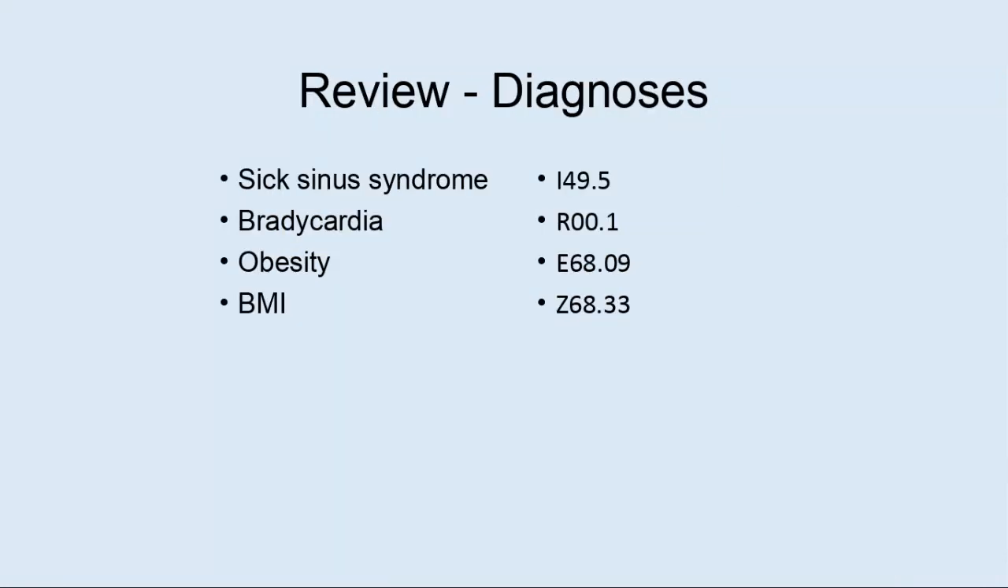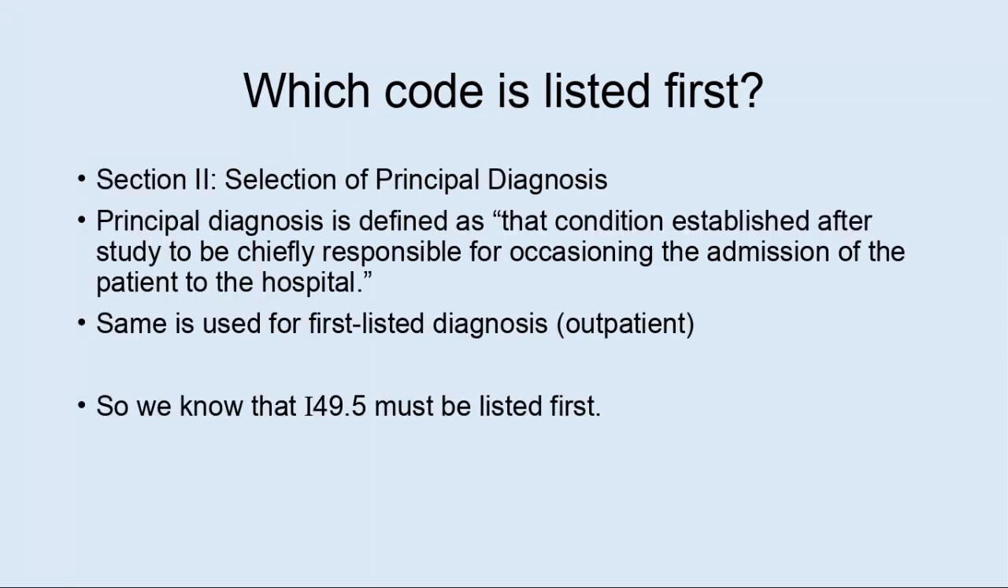So let's look at the codes we've selected so far. Sick sinus syndrome, got it. Bradycardia, got it. Obesity, got it. BMI, got it. So we have the diagnoses. But the next question is, which code are we going to list first?